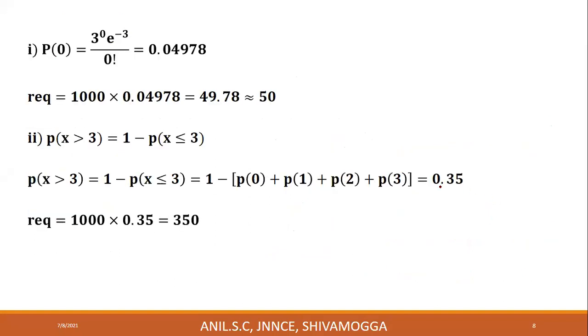See, I got it 0.35. Therefore, required is 1000 into 0.35, which is equal to 350.